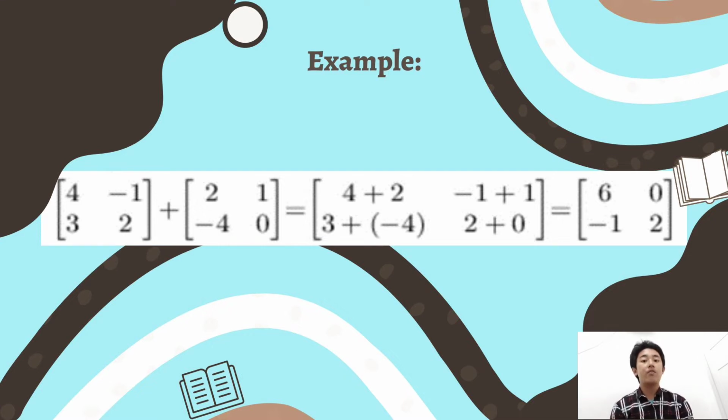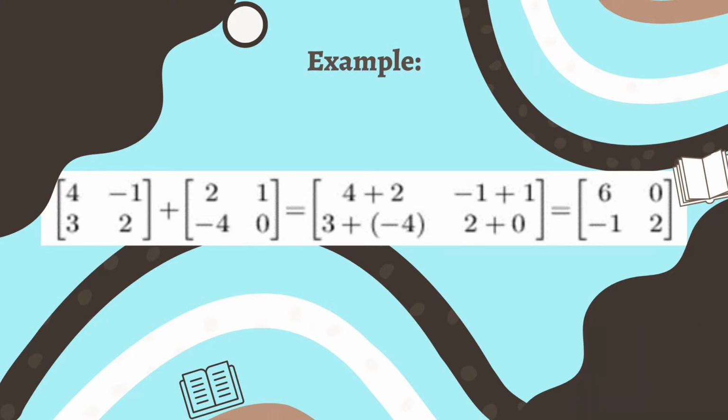6 is the first row and first column. 0 is the first row and second column. Negative 1 is the second row, first column. 2 is the second row, second column. So the addition of the matrices is 6, 0, negative 1, and 2.